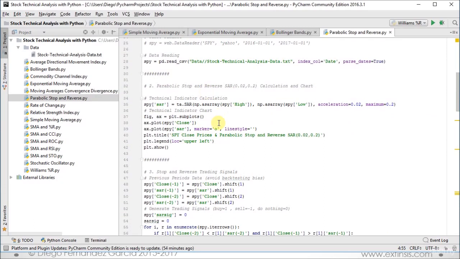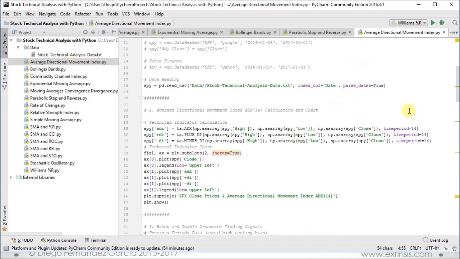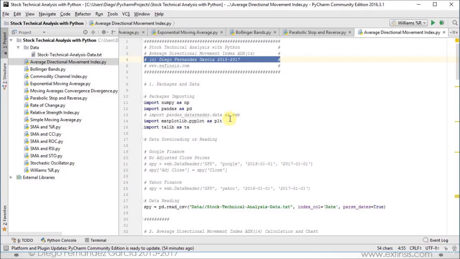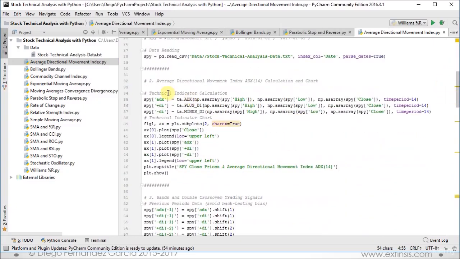After we've finished with parabolic stop and reverse, we've already finished with the lagging type of indicators, and now it will be time to study the leading type. For this, we'll begin with average directional movement index. Within it, we'll import packages, read data, and then we'll do the corresponding calculations of the average directional movement index, positive directional index, and negative directional index. We'll do the corresponding charting with those prices and below the corresponding oscillator.